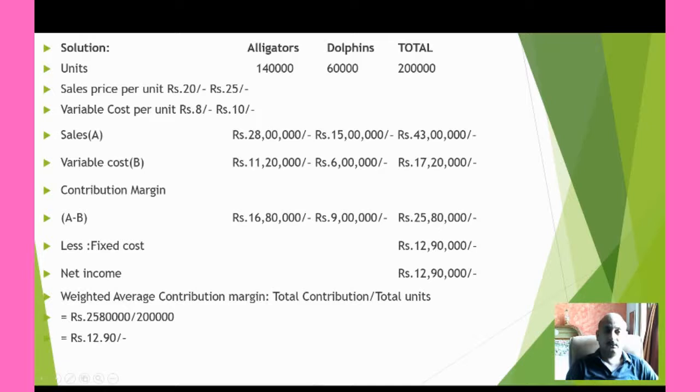Then we deduct the fixed cost, that is rupees 12 lakh 90,000, and the net income will be rupees 12 lakh 90,000. And weighted average contribution margin equals total contribution divided by total units, that is 25 lakh 80,000 divided by 2 lakh, and that is rupees 12.90. Break-even point equals fixed cost upon weighted average contribution, that is 12 lakh 90,000 divided by rupees 12.90 equals 1 lakh units.